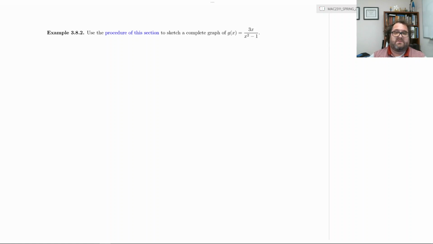All right, welcome back to Calculus. Today we're continuing our discussion of curve sketching. So basically, the instructions are to use all the tools of the chapter to graph this curve.